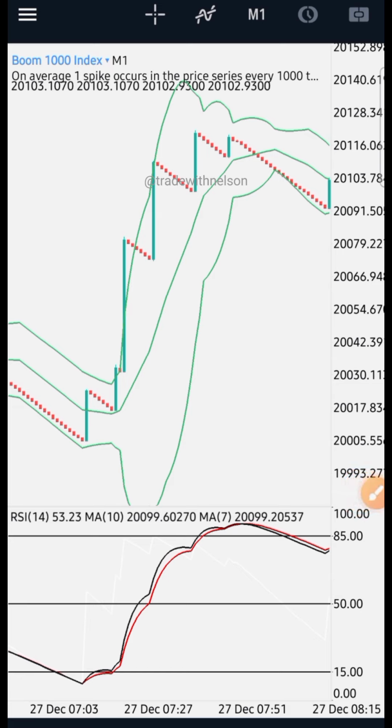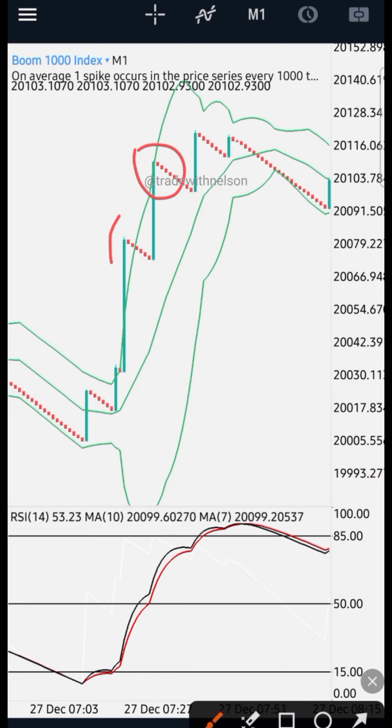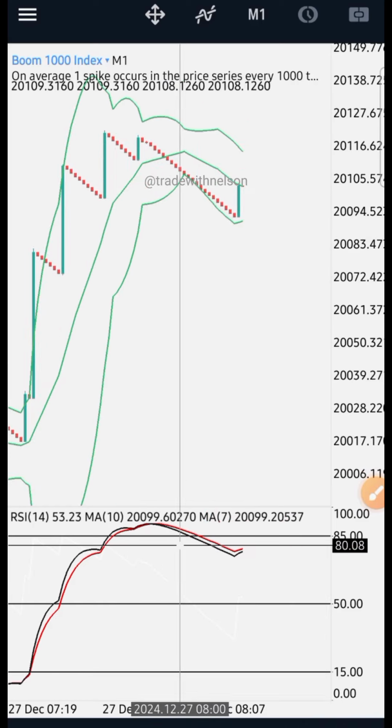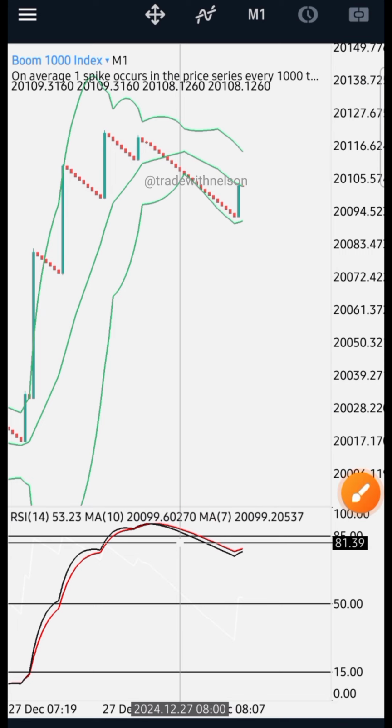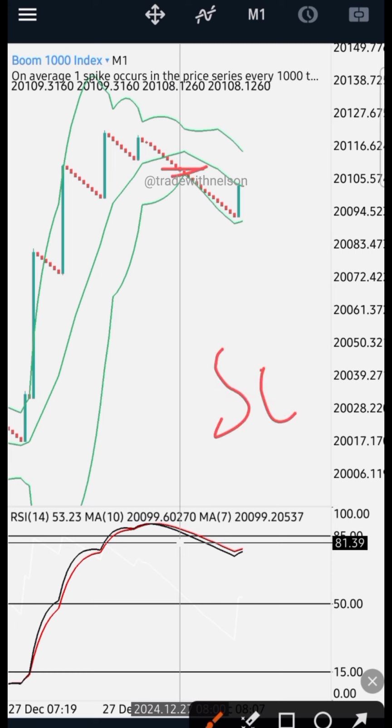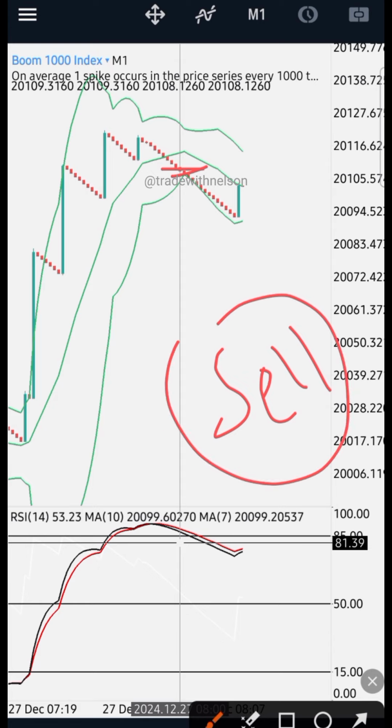Once the market touches the upper band, like this point over here, we wait patiently until the market enters into the overbought level of the RSI. You can see carefully that the crossing is visible around this point, the crossing of the 7 and the 10 EMA. Once we have that, we enter a sell at this point, because we are selling in the boom market, and then we buy in the crash market.